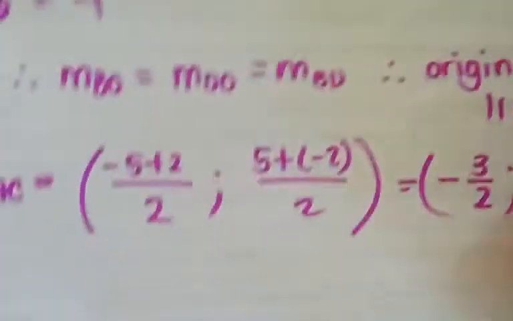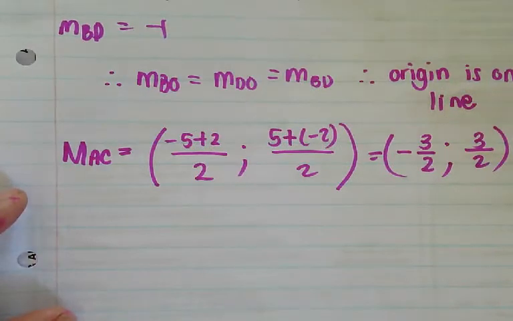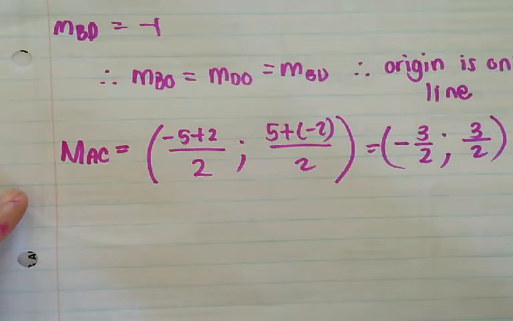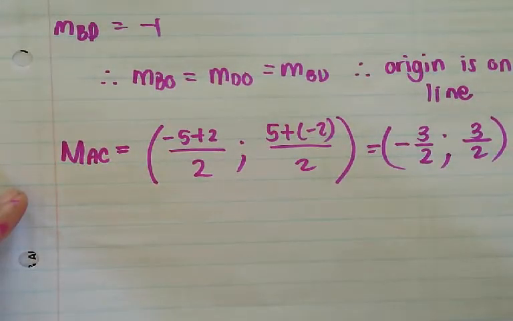This is what it would look like. Literally just add your x values and divide by 2. Add your y values and divide by 2. So -5 plus 2 is -3. Dividing by 2 is -3 over 2. I left it in improper fraction. And 5 minus 2 divided by 2 is 3 over 2.